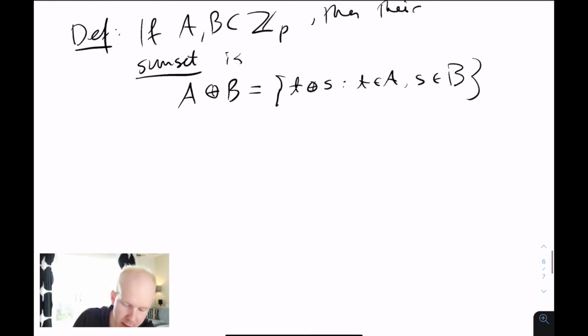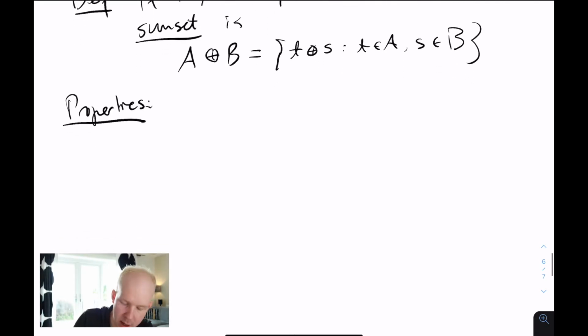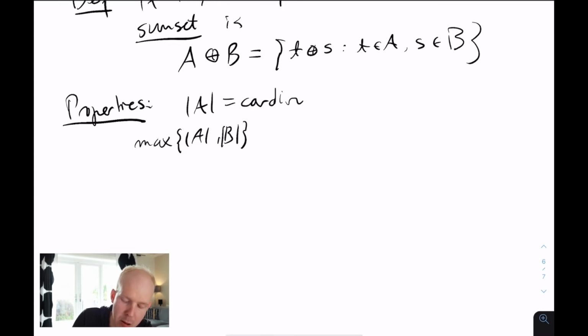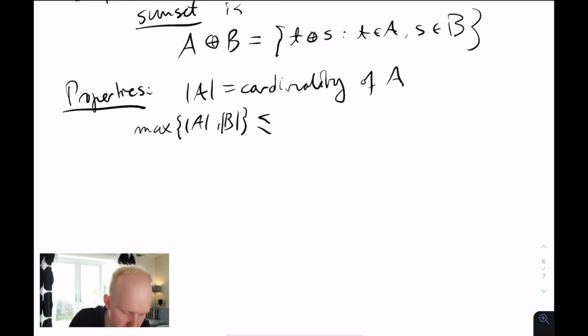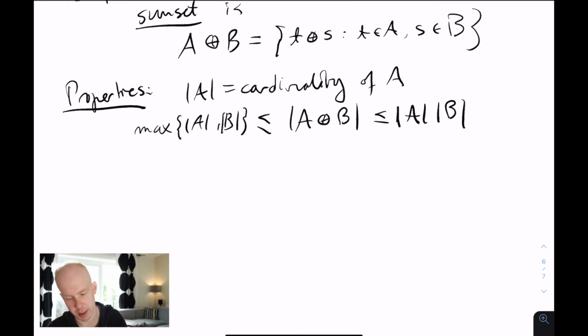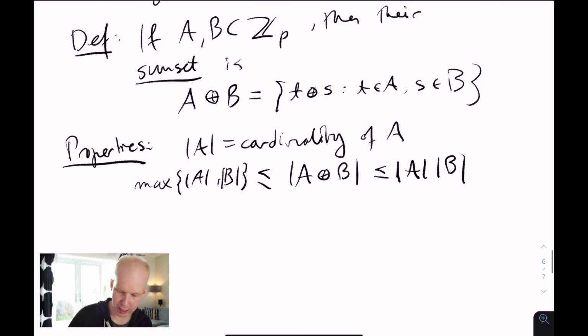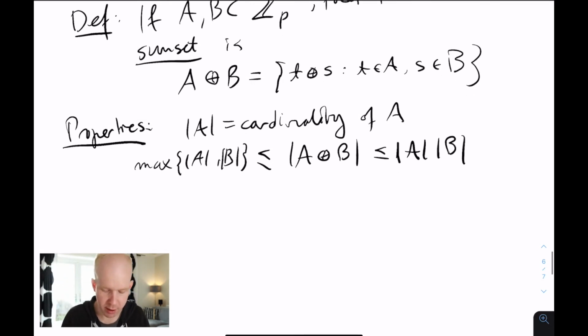And there are some basic properties, which are in the notes as well. For example, the maximum of the cardinalities of A and B, where the cardinality of A is the number of elements in A, is at most the cardinality of the sumset. And then of course the product of these two is the maximum number of elements that could appear in the possible combinations of two elements when you sum them.